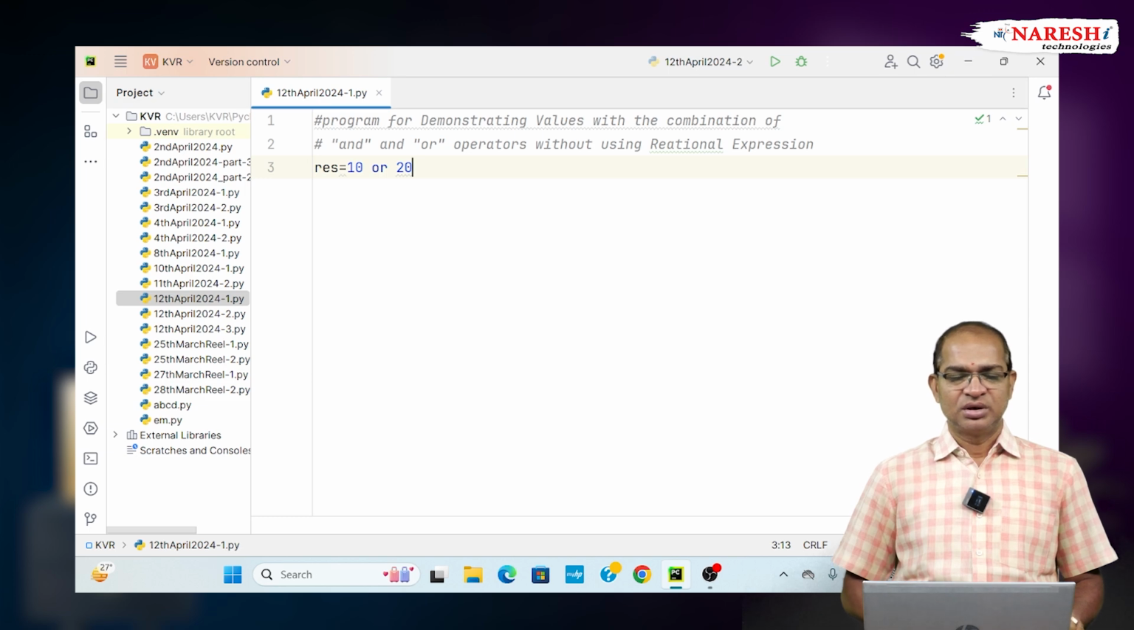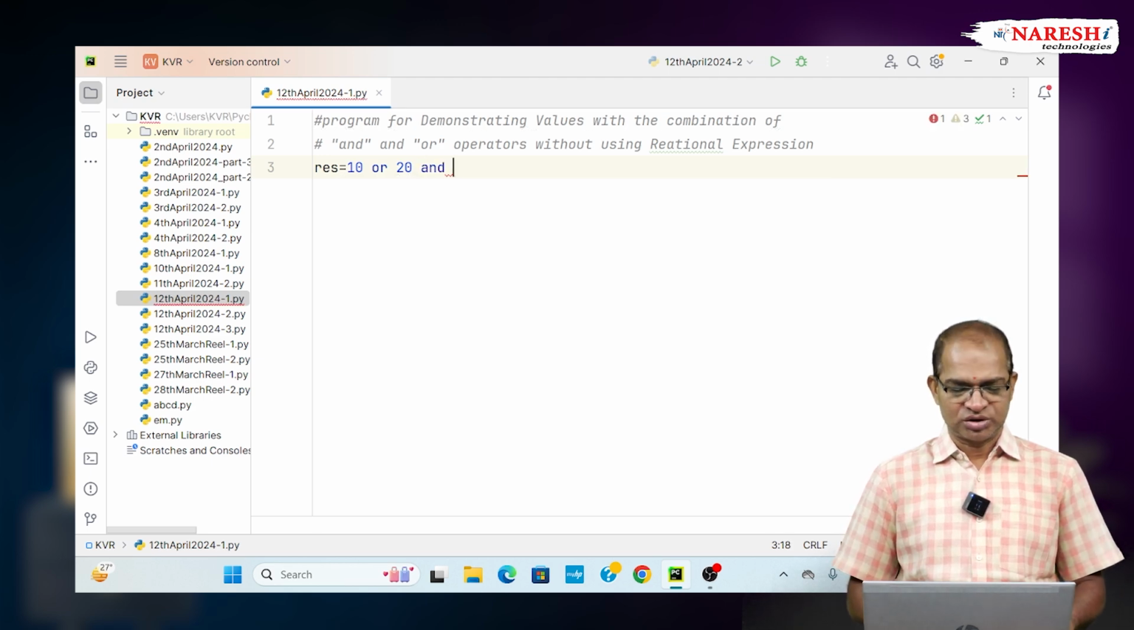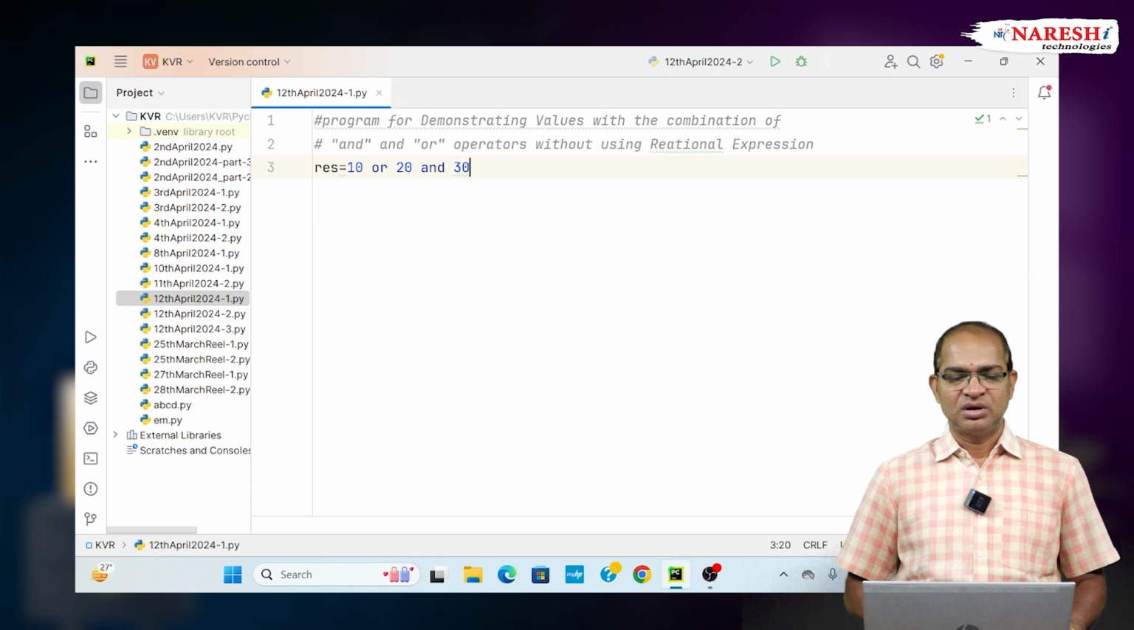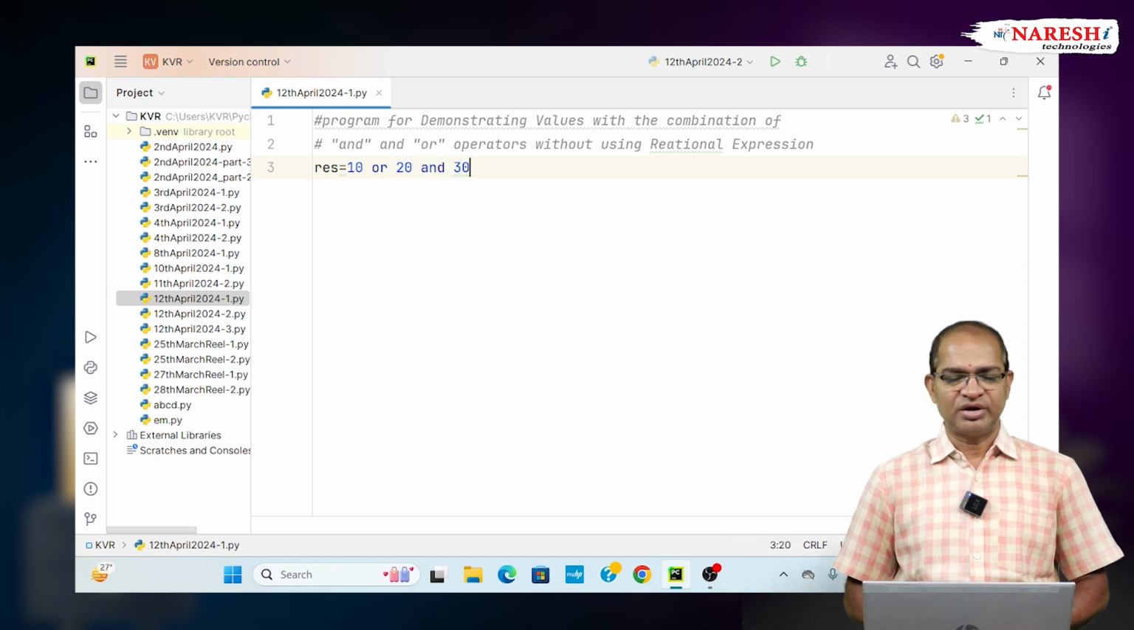Because of that, 10 is a true non-zero value. It is considered as the result of the entire expression. But in today's code, we are using the and operator also, and 30. When and and or operators both are coming, PVM gives the first preference to the and operator to evaluate. From these two values, 30 will be taken as a result because the second non-zero value will influence the total result. So this result is going to come 30.